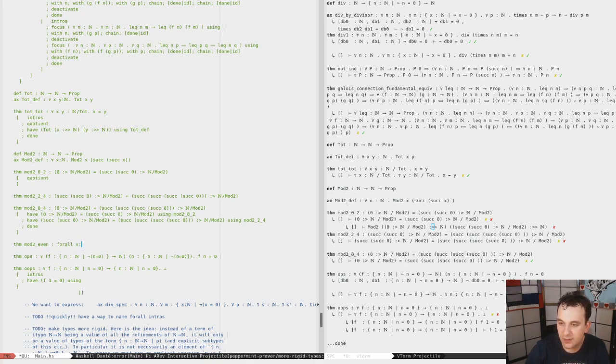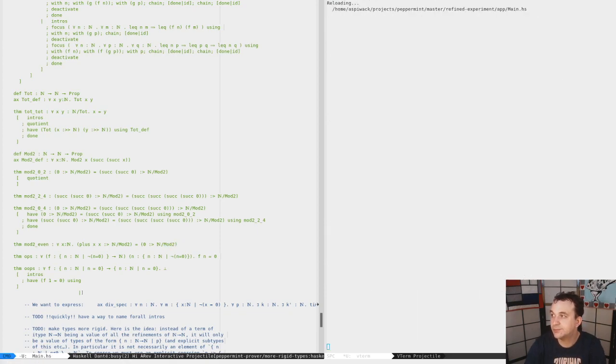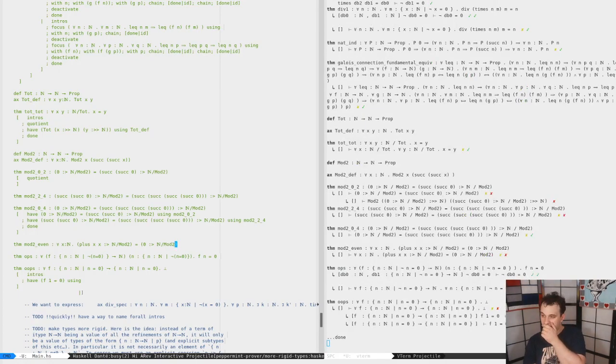For all x in that, we write for all differently. x plus x coerced to n mod 2 equals 0 coerced to natural number mod 2. It's one good thing to do. It's not going to be terribly hard to prove.